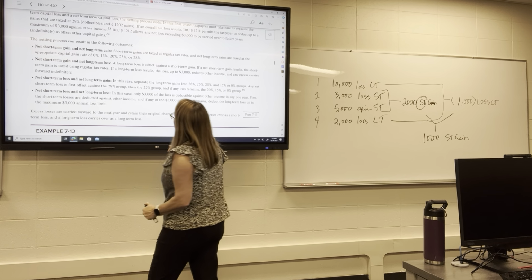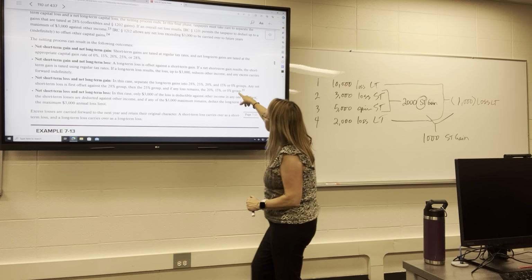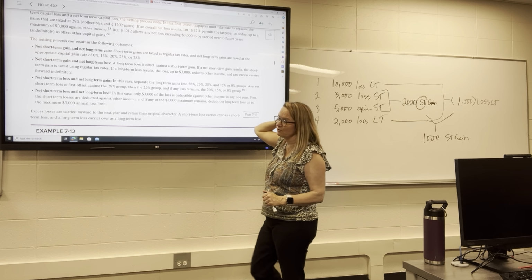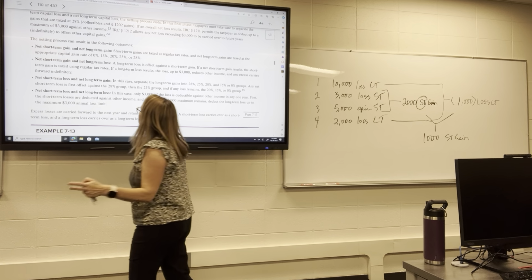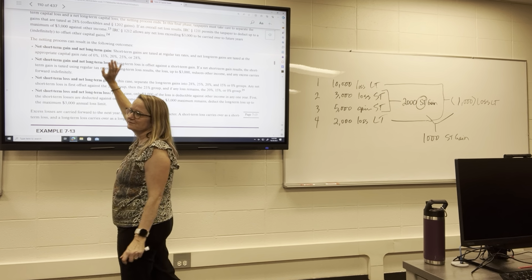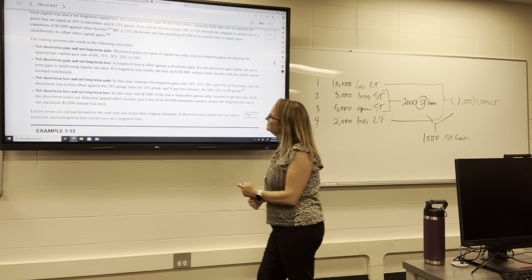If a net long-term loss results, the loss up to $3,000 you can take, and it reduces other income. Any excess will carry forward forever and ever, till you die, and then it's all gone. Can't take it with you. So, net short-term loss and net long-term gain.